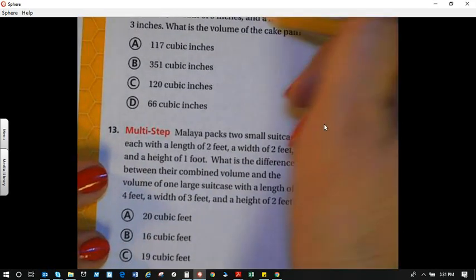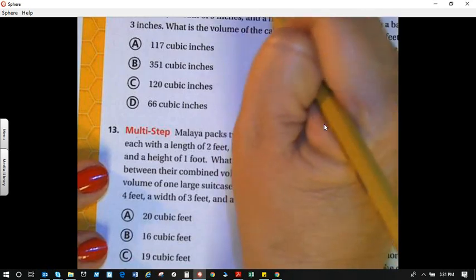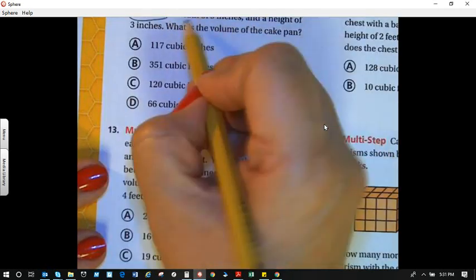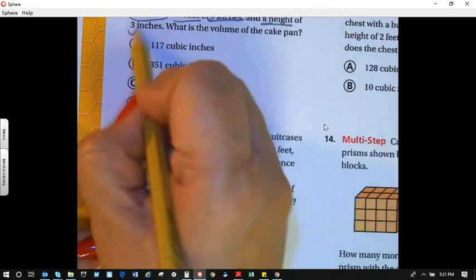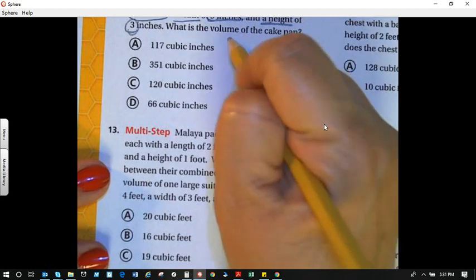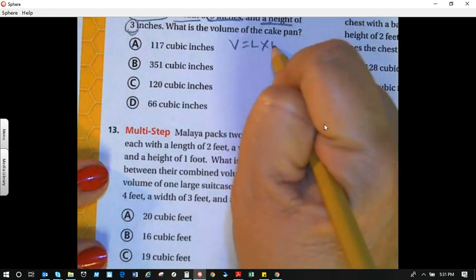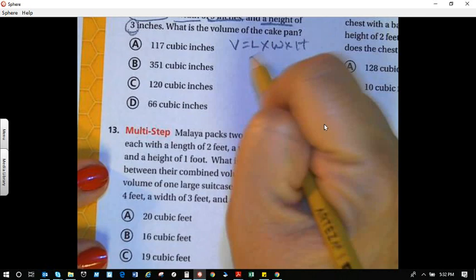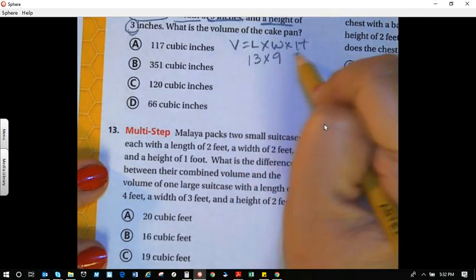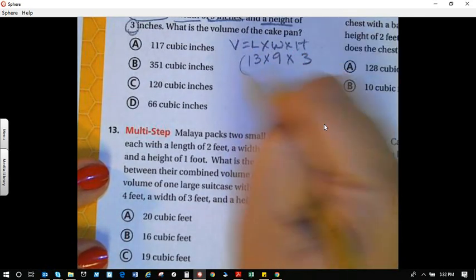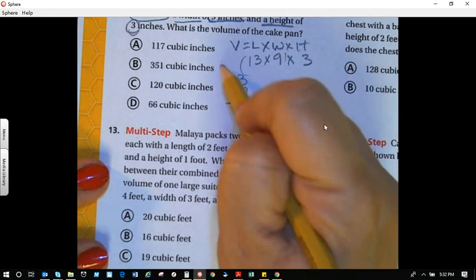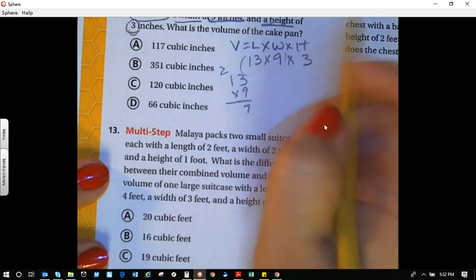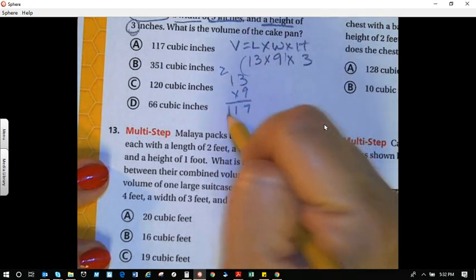Number 11. A rectangular cake pan has a length of 13 inches, a width of 9 inches, and a height of 3 inches. What is the volume of the cake pan? V equals length times width times height. So I have 13 times 9 times 3. 13 times 9, that's 27. Carry my 2. 9 times 1 is 9, plus 2 is 11. So now I have 117.